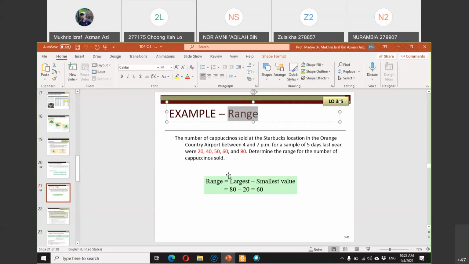So in a way, this simplicity in calculating the range only gives you just one number. You do not know how many data points are located within 20 to 40 or 50 to 60, because you only take the largest minus the smallest. So that is also the limitation of range. It only involves 2 values.